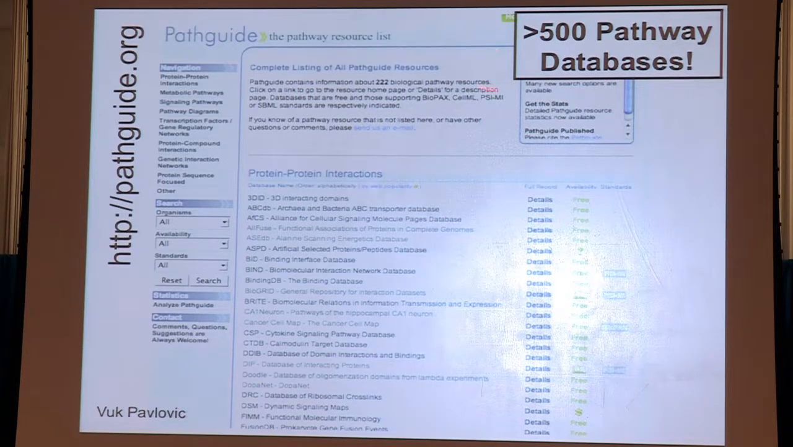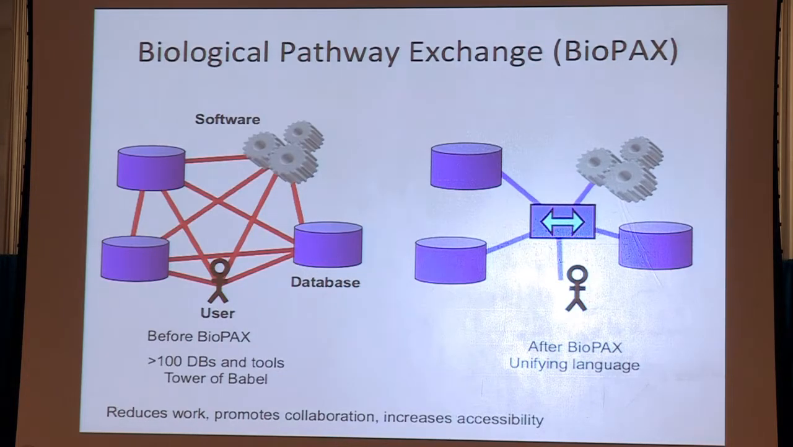So now we have more than 500 databases that have some information about protein interactions or genetic interactions or transcription factors and gene regulatory networks, protein compound interactions, and there's a huge amount of information out there. So it's almost impossible. It would be impossible for you to say, I want all the pathway information about the human system that I can find. So we're trying, again in collaboration with many people, to develop some technology to help solve that problem.